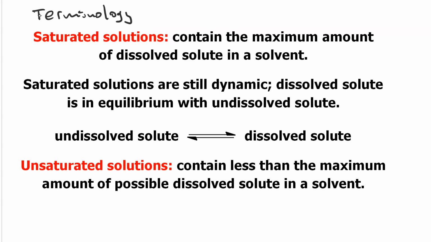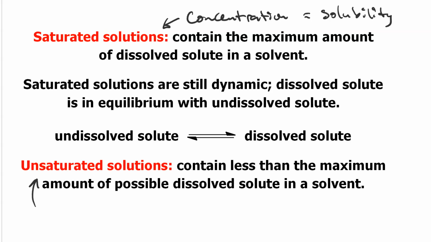In an unsaturated solution, the concentration of solution is less than the solubility. So since the solubility represents the maximum amount of solute that can dissolve, the concentration of a saturated solution is equal to the solubility. For an unsaturated solution, the concentration is less than the solubility, and that means you could keep adding solute and dissolving it.